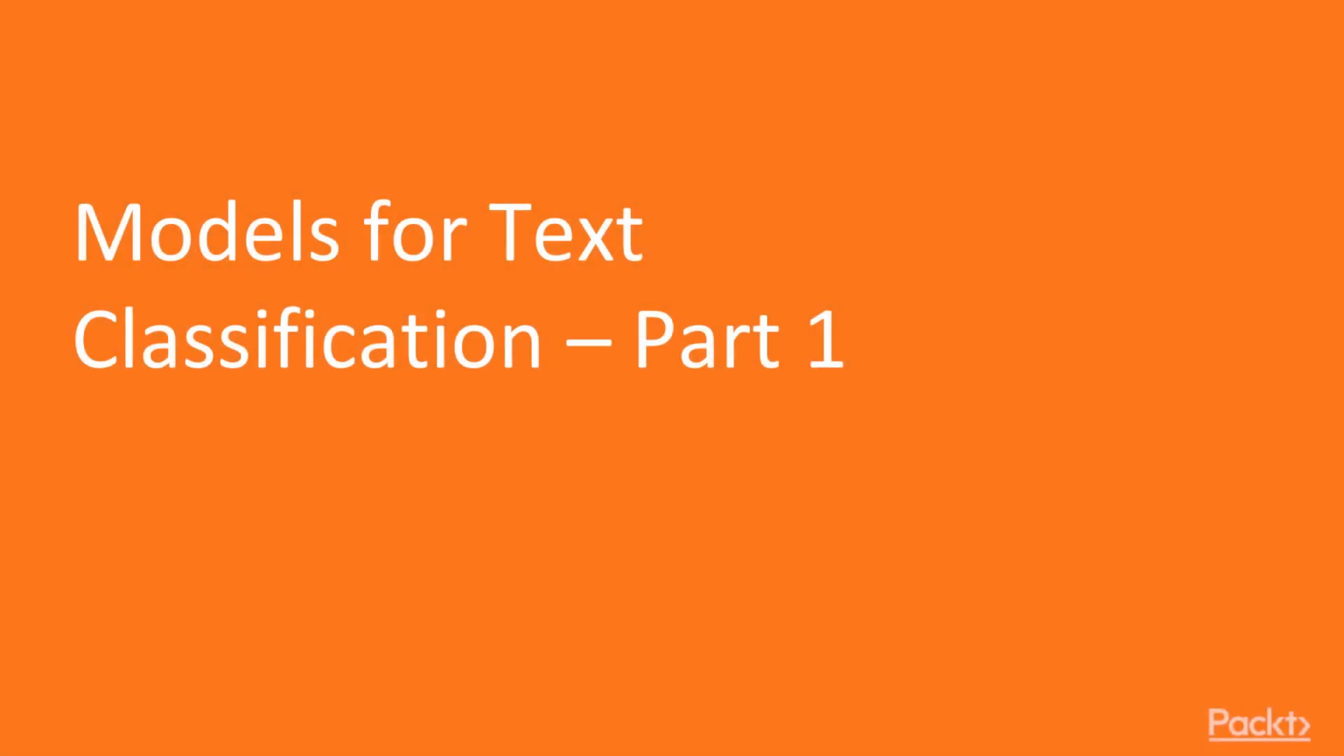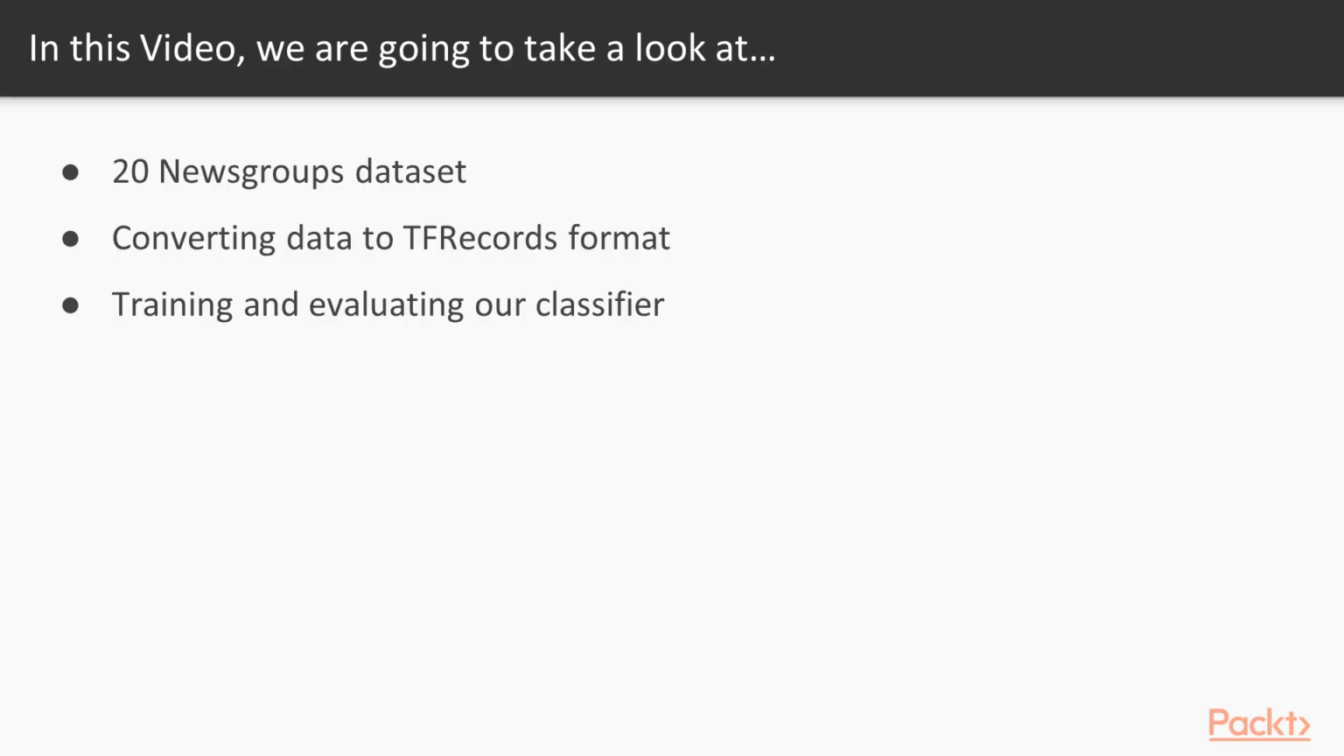Welcome to our first of two videos on models for text classification. We'll work through a couple implementations for classifying documents in the 20 newsgroup dataset. We'll also dive a little bit deeper into subtleties that can arise when working with RNNs in TensorFlow. We'll start with a brief overview of the 20 newsgroup dataset, which we'll be using to train our models for the remainder of section 3.